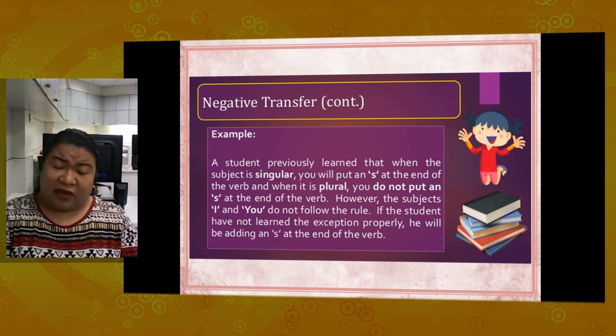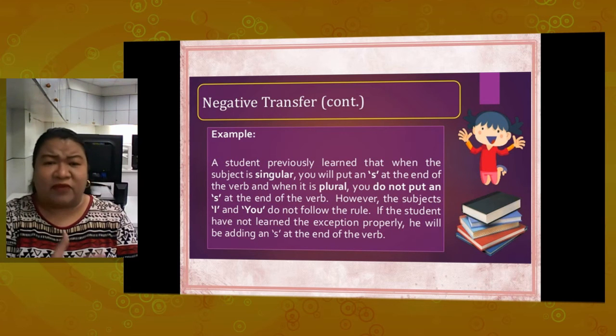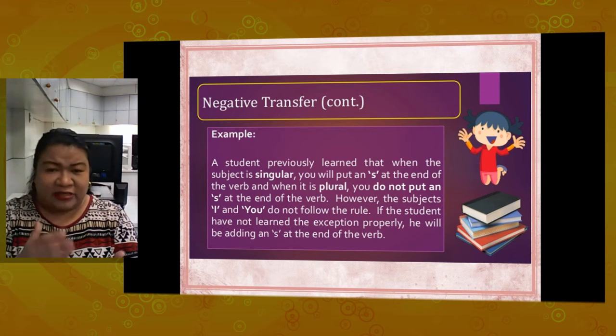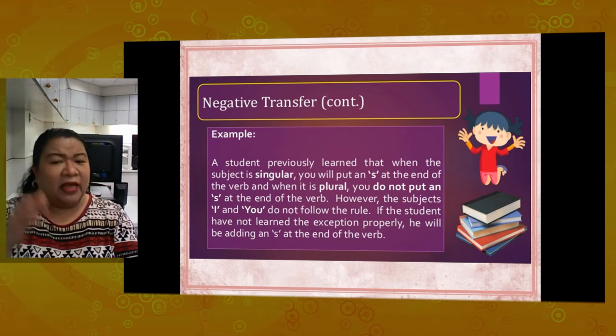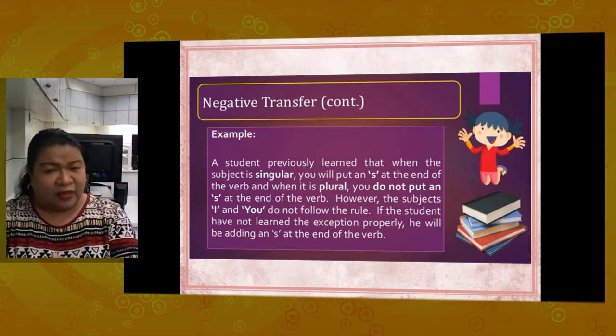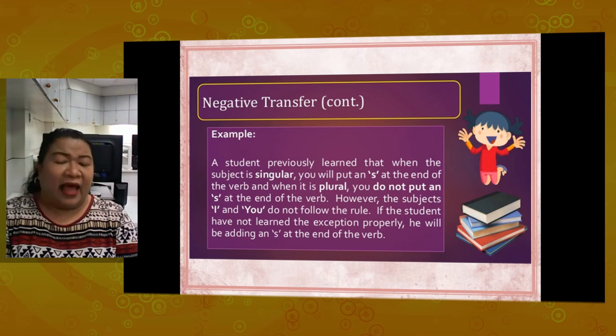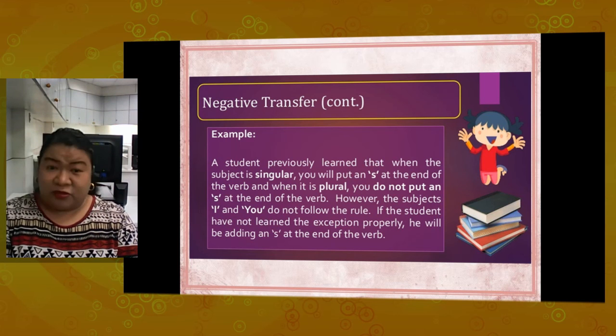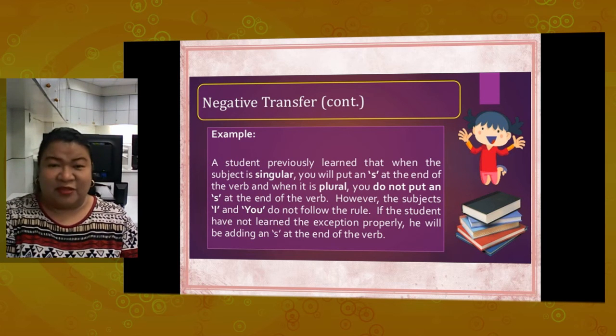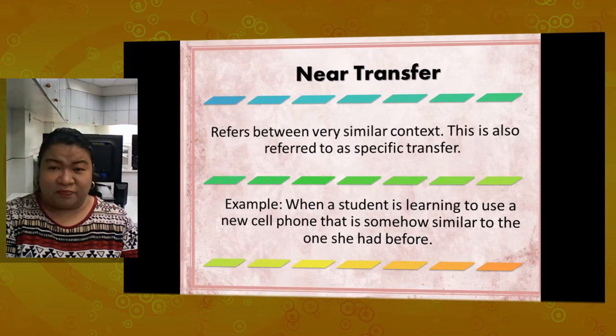That's another example of the possibility of negative transfer. So as a teacher, you need to emphasize that there is a different rule between how you use S to create the plural forms of nouns and when you use it with verbs. So that's the negative transfer.